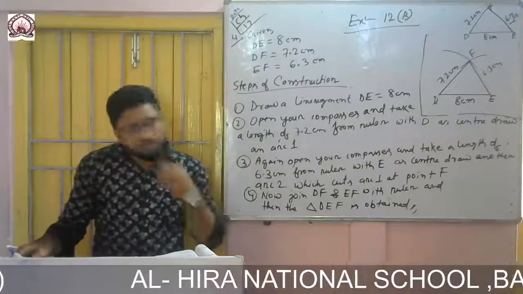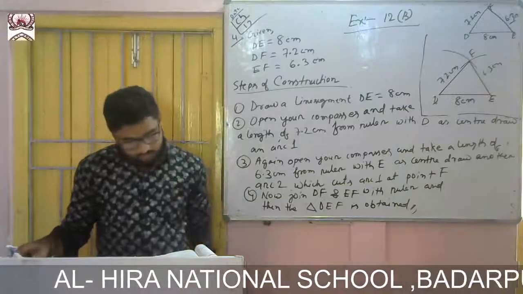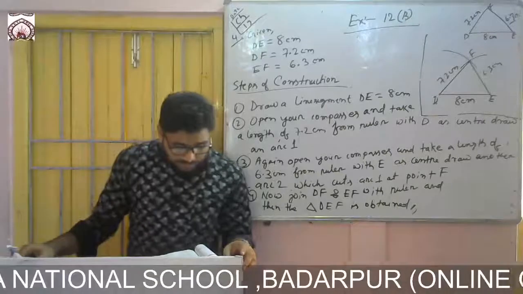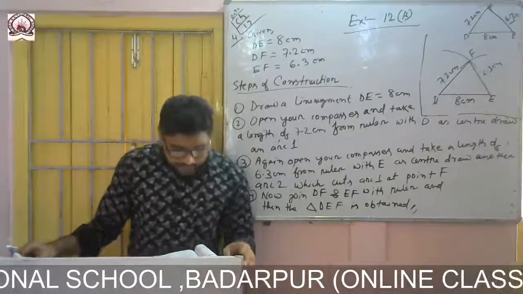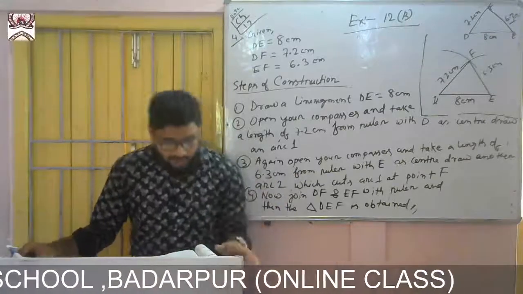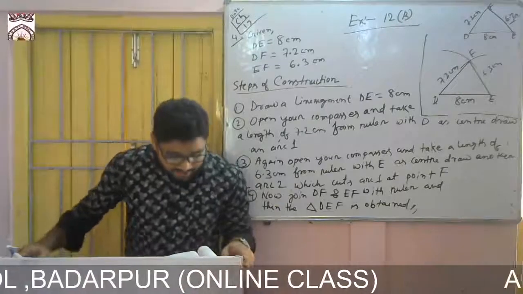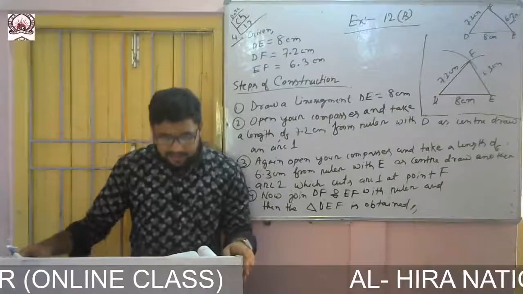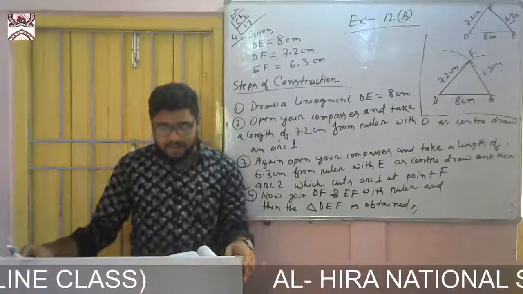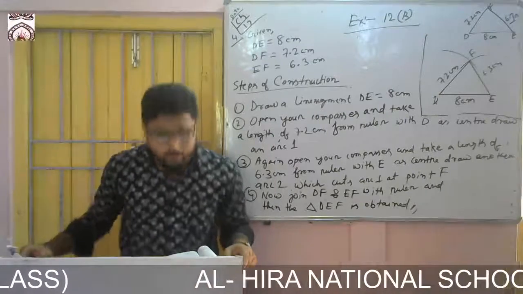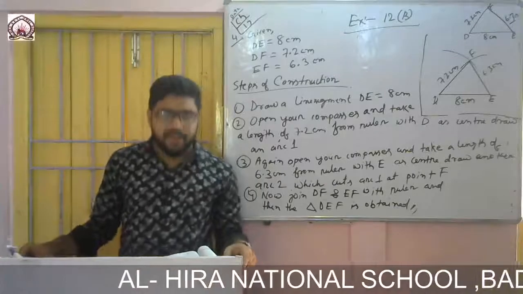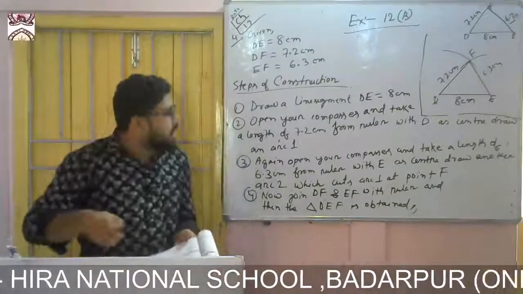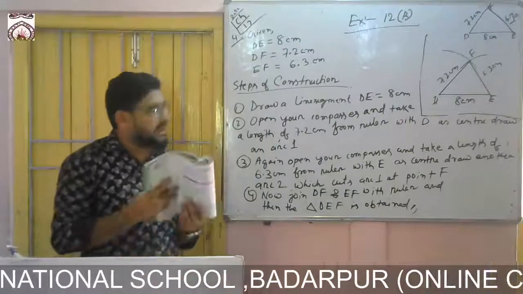So now come to question number 5. Only one I kept for you. In question number 5, you see, LMN is a triangle in which LN equals 7 centimeter, NM equals 5.5 centimeter, and LM equals 6.4 centimeter. Let me draw a rough sketch first.